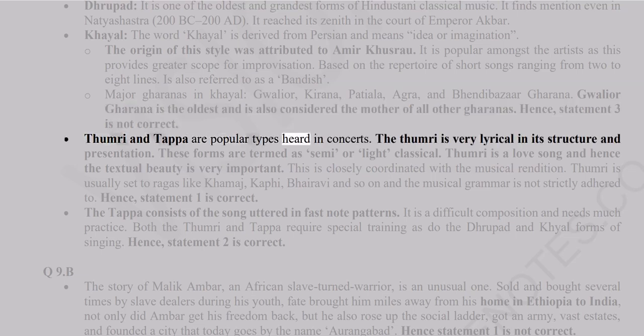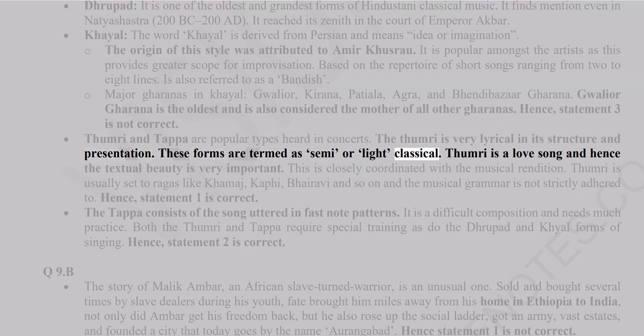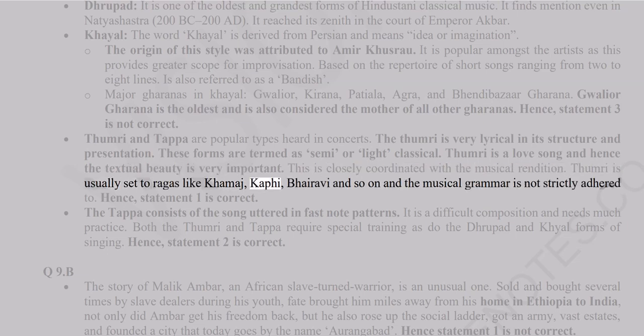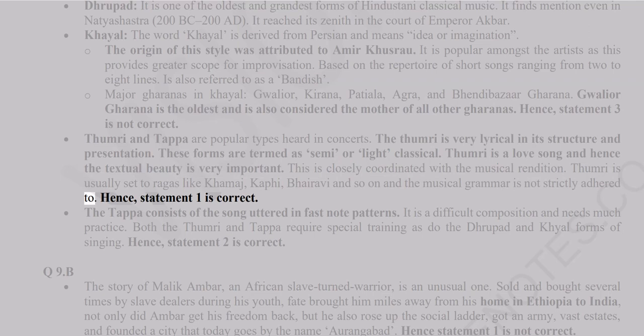Thumri and Tappa are popular types heard in concerts. The Thumri is very lyrical in its structure and presentation. These forms are termed as semi or light classical. Thumri is a love song and hence the textual beauty is very important. This is closely coordinated with the musical rendition. Thumri is usually set to ragas like Kamai, Kafi, Bhairavi and so on and the musical grammar is not strictly adhered to. Hence, statement 1 is correct.